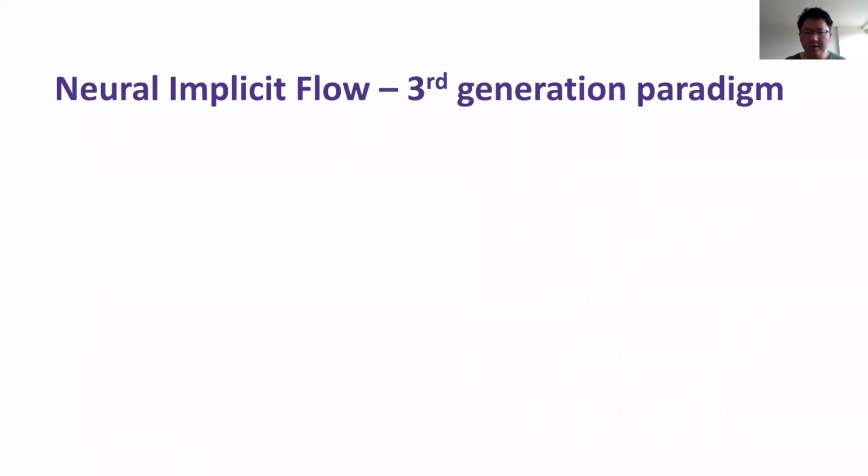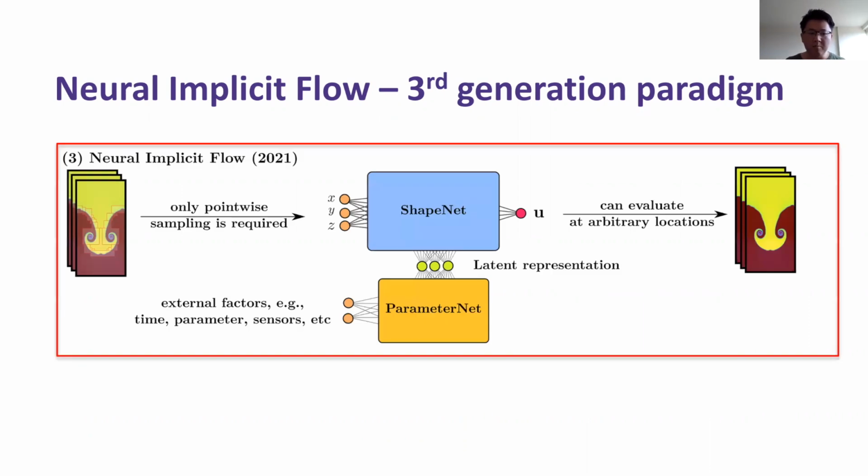So a new solution that I came up with is called the Neural Implicit Flow, which I believe is a third generation paradigm for dimensionality reduction in the world of CFD. Here is my framework. This framework contains two neural networks. The first one is called the ShapeNet, and the second one is called the ParameterNet.